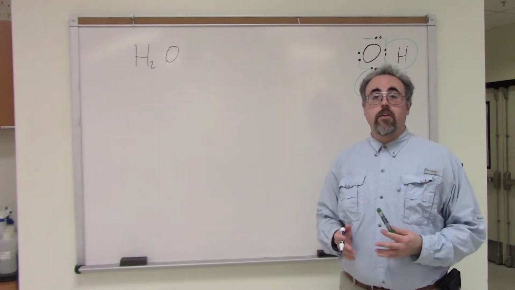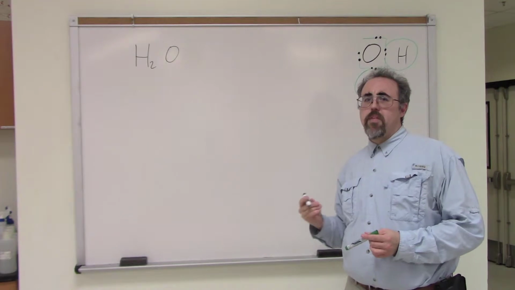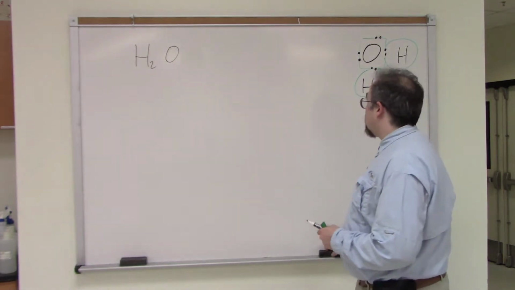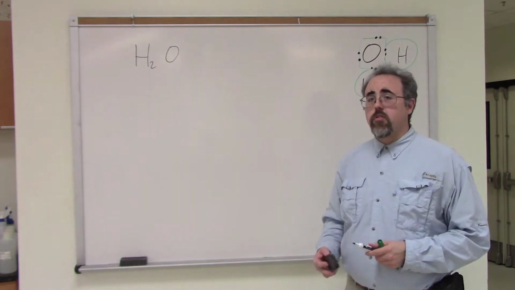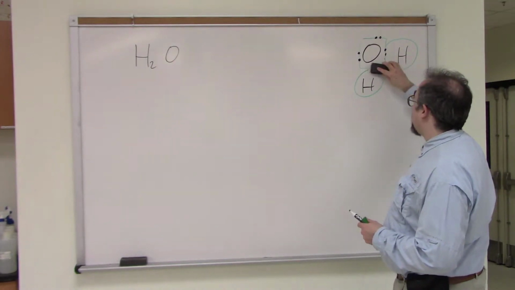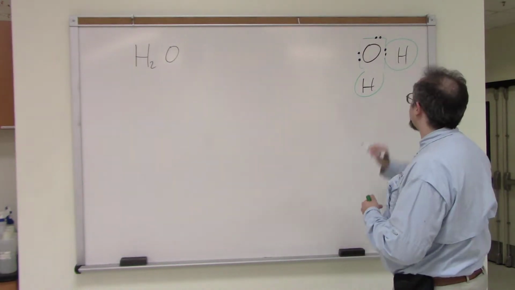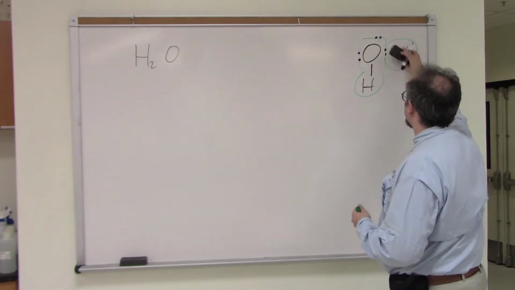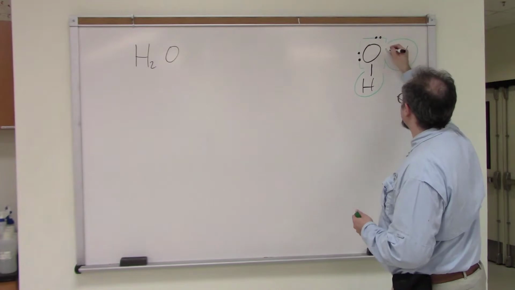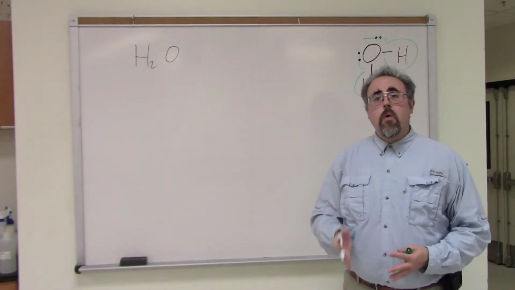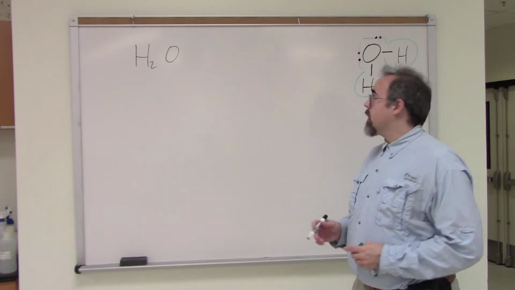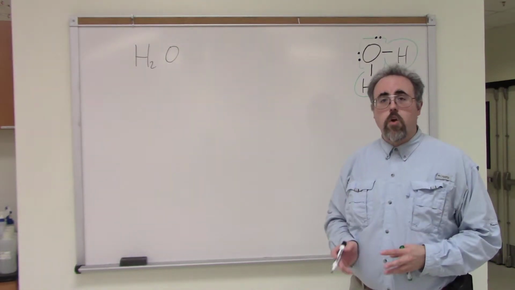Yay, we have the beginnings of our Lewis structure. We can stop there if we want, but that's kind of messy. So typically we're going to erase those bonding pairs of electrons, these two, and replace them with a line. That line represents 2 electrons. Okay, we have the core of our water molecule, and this is a perfectly fine way of drawing it.